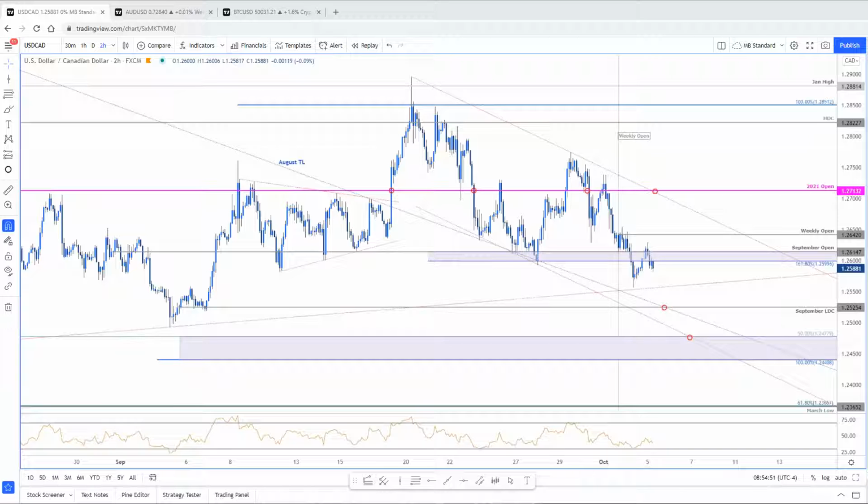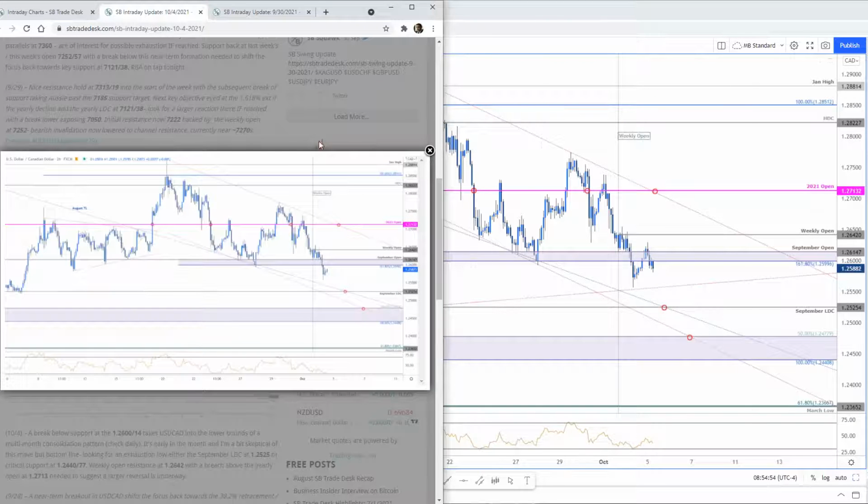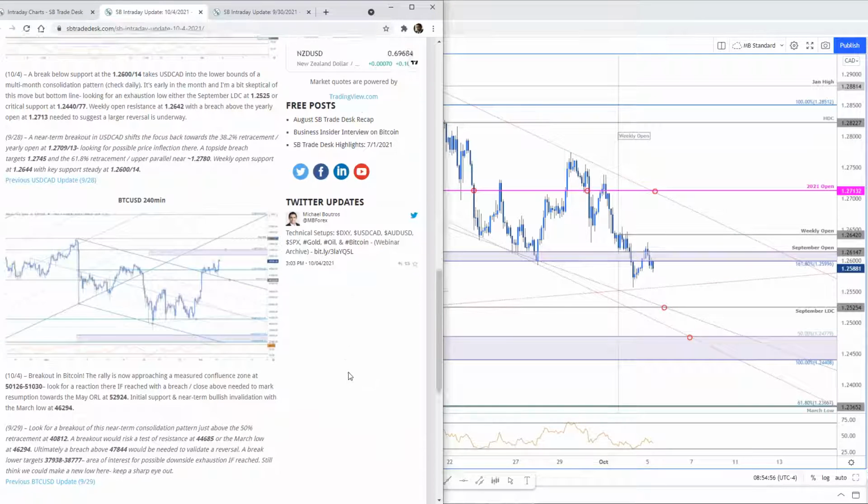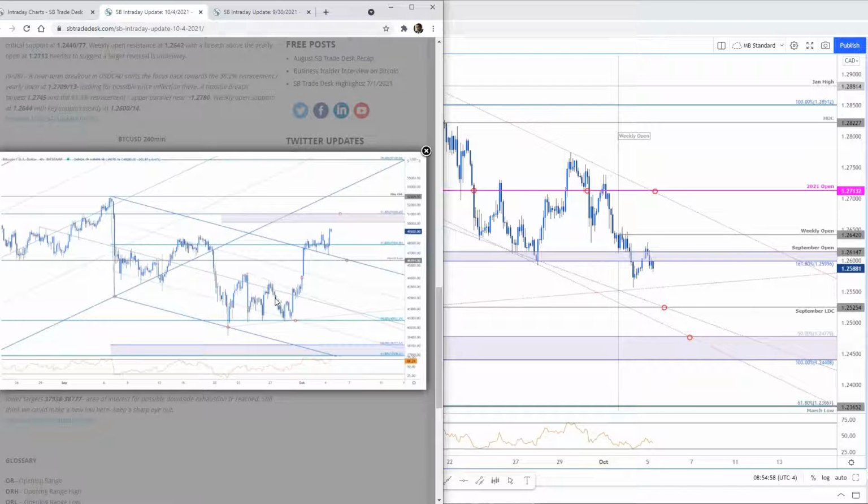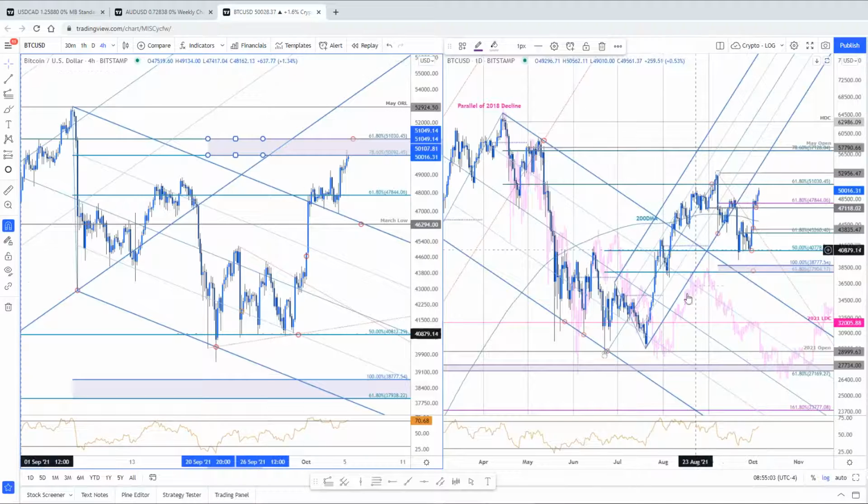Okay, gonna take a quick segue to go along with this report and go over Bitcoin, because I think we're at a huge inflection range here. So it was a breakout, right? We talked about this yesterday. It was a breakout anyway.